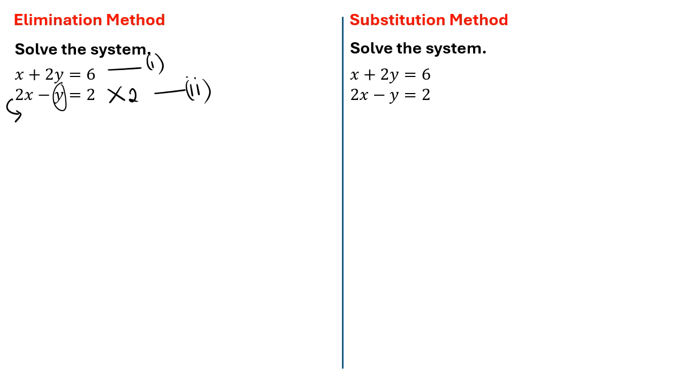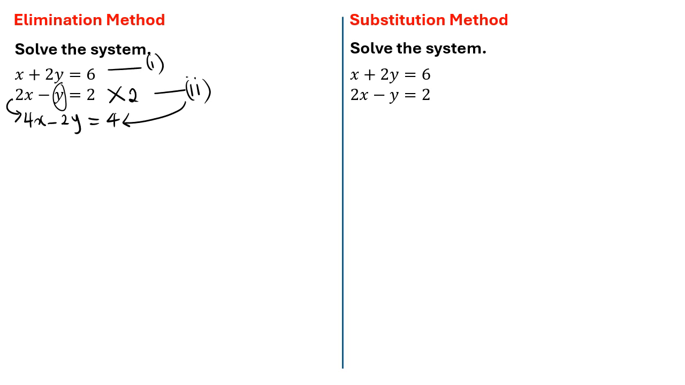2 times 2x will be 4x. You got to multiply everything, okay? So 2 times negative y will be negative 2y, and 2 times 2 will be 4. So now equation 2 has been transformed to look like 4x minus 2y equal to 4. So this is the equivalent. These two equations are equivalent.